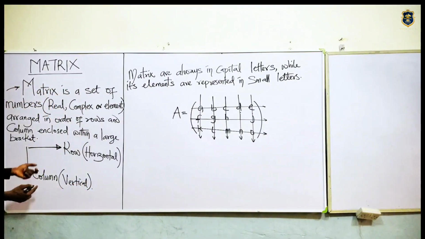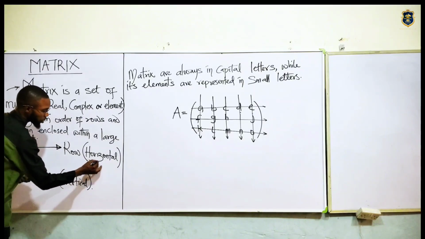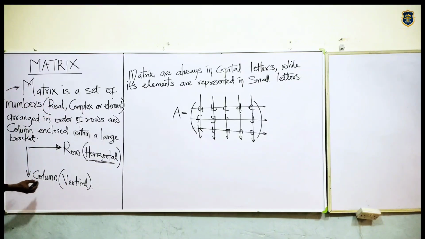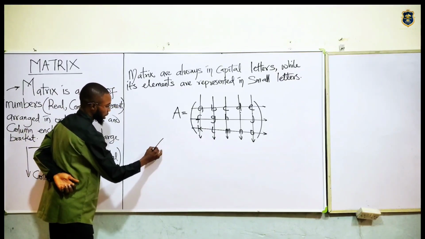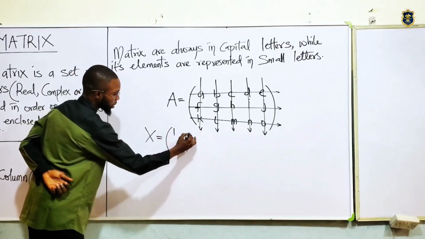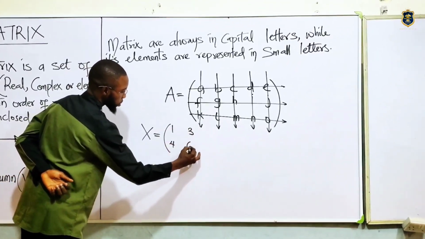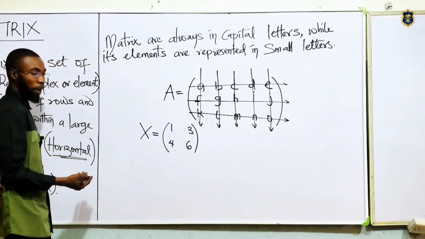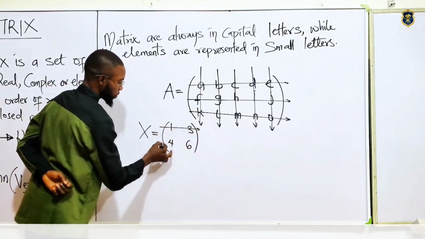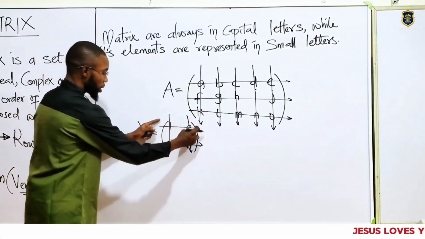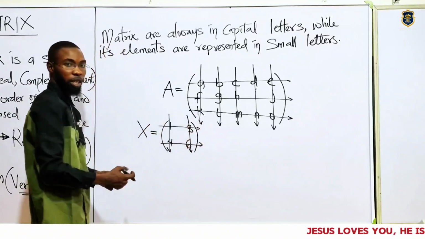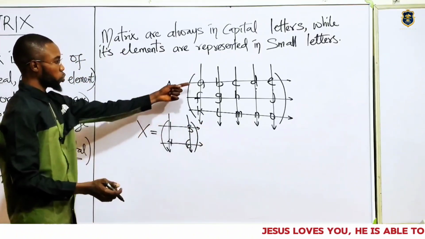That's why I said they are always arranged in rows and columns. Arrangement in rows means they are arranged in horizontal form, and they are also arranged in vertical form. That's what it means. So for instance, when I want to say matrix X, and we have 1, 3, 4, 6, this is a matrix. Why? They are arranged in rows and columns, and also they are in a square bracket. There's a bracket like this, a curved bracket. You can see the two representations.